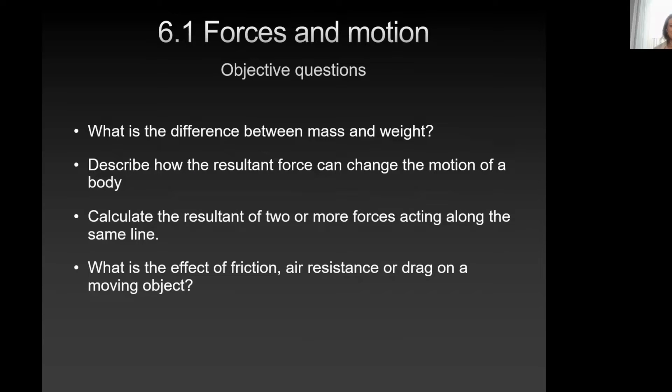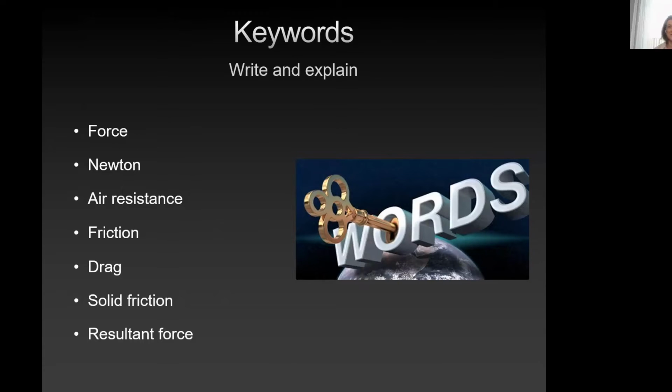Objective question 3, calculate the resultant of two or more forces acting along the same line. And objective question number 4 is, what is the effect of friction, air resistance, or drag on a moving object? So first we have to go through our keywords. Our keywords are force, Newton, air resistance, friction, drag, solid friction, and resultant force.